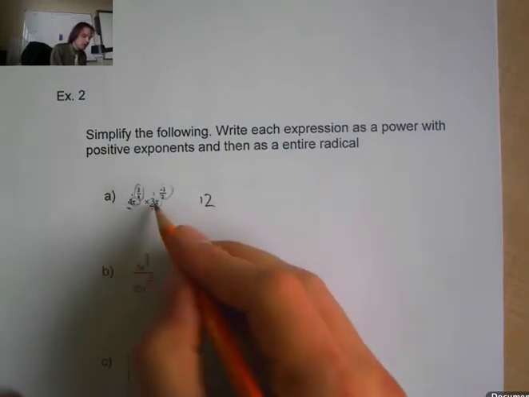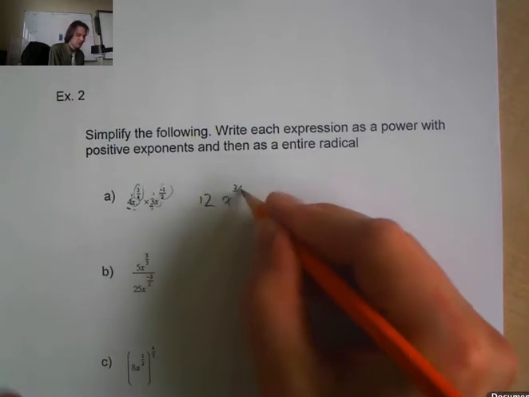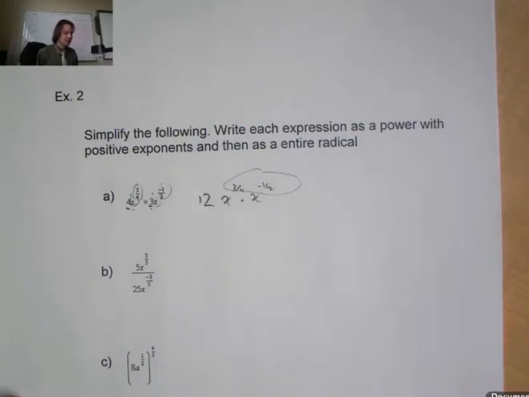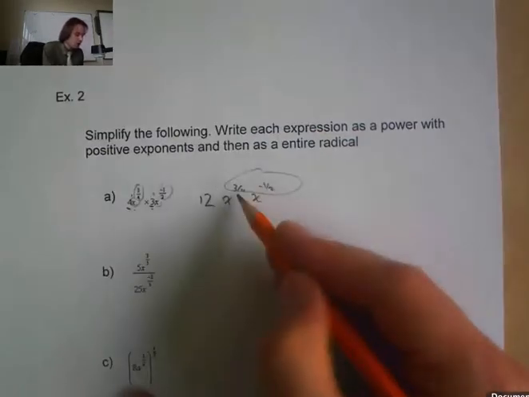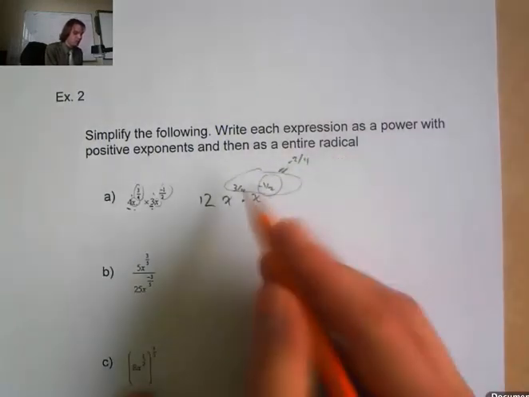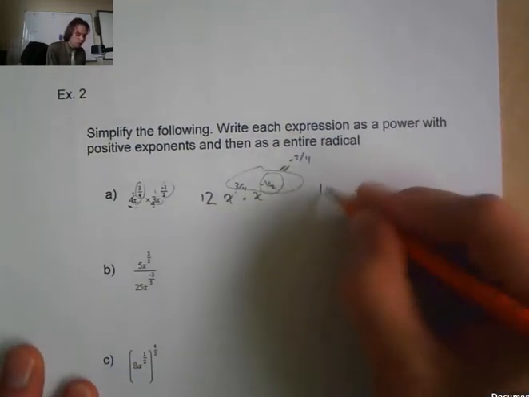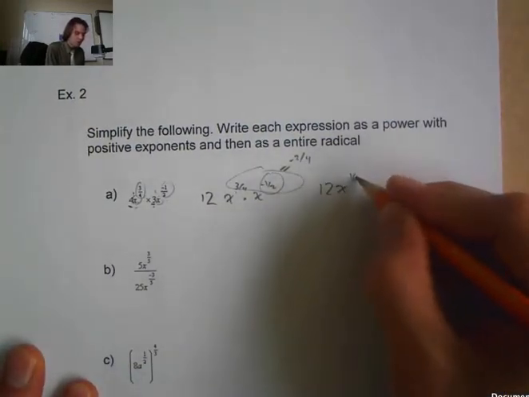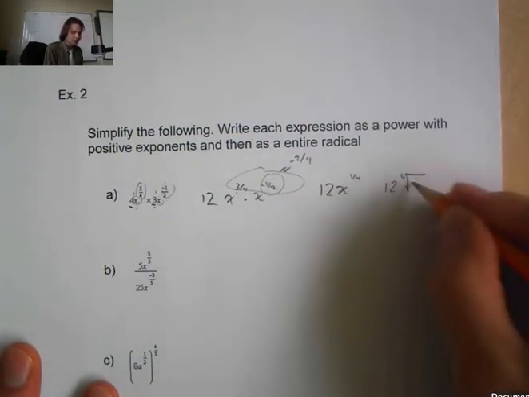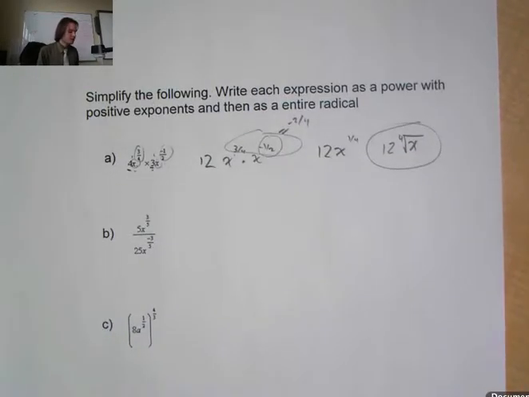Now we have product law. This multiplied by that. So I have x to the 3 over 4 multiplied by x to the negative 1 over 2. So I can add those exponents together, but I need a common denominator. So this here is the same as negative 2 over 4. So I have 3 over 4 plus negative 2 over 4 gives me 1 over 4. So I have 12x to the 1 over 4. So that's the same thing as 12, and we want the 4th root of x. That's it. There's my solution. Let's take a look at my next one.